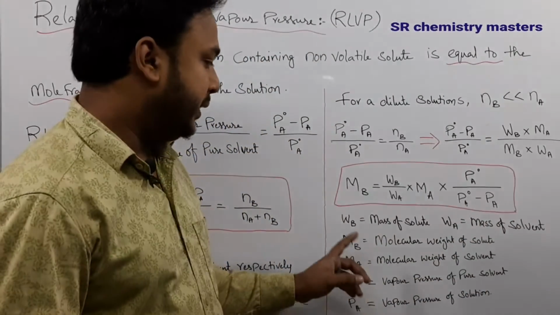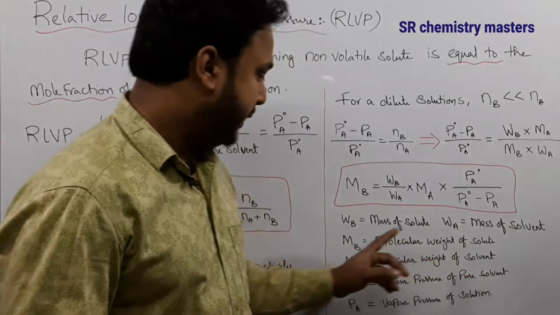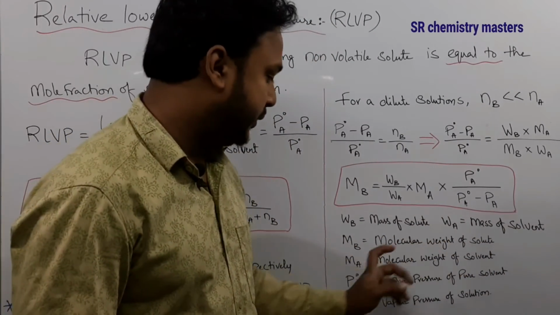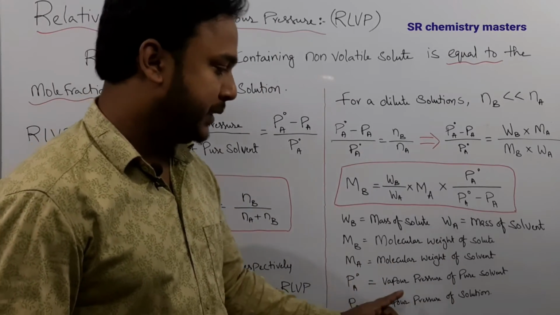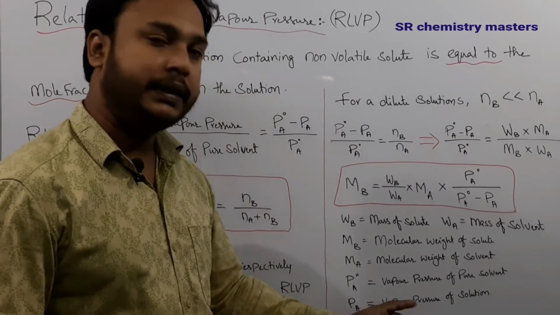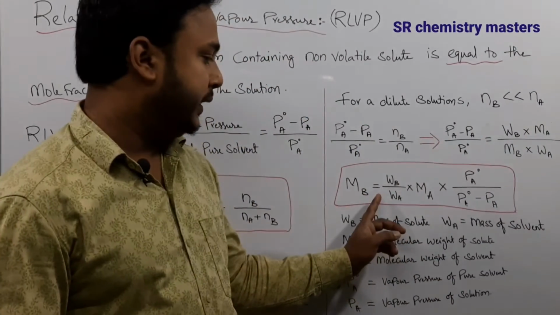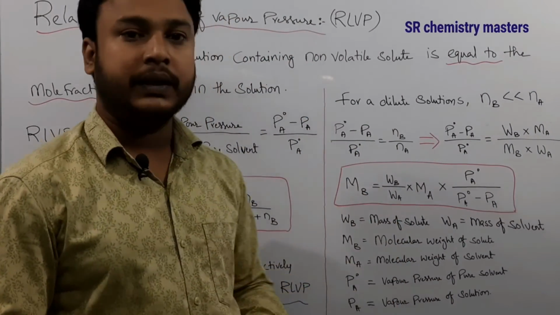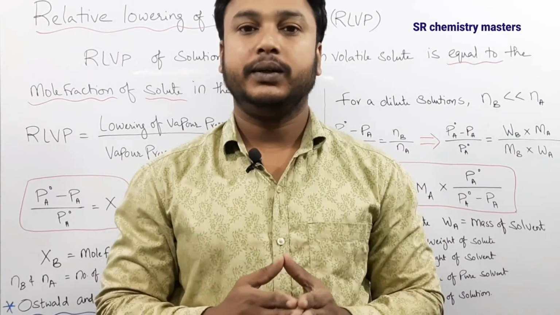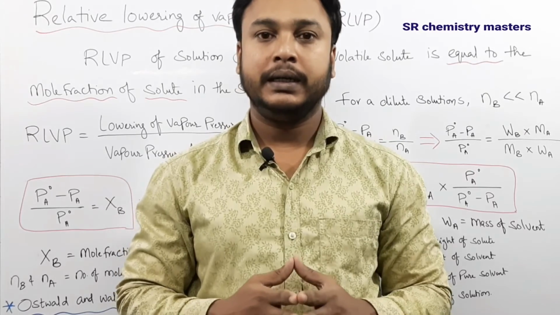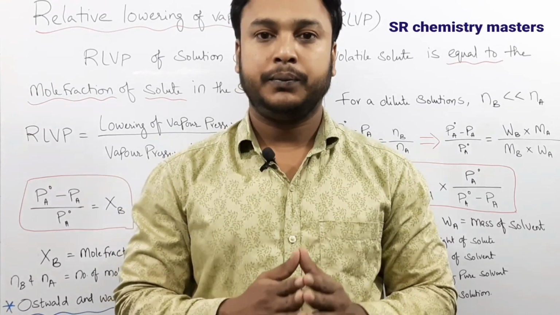Here WB is the mass of solute, WA is the mass of solvent, MB is the molecular weight of solute, MA is the molecular weight of solvent, PA naught is the vapor pressure of pure solvent, and PA is the vapor pressure of solution. By using this formula, we can calculate the molecular weight of the unknown solute present in the solution. This is relative lowering of vapor pressure, and in the next video we are going to see elevation of boiling point of pure solvent.